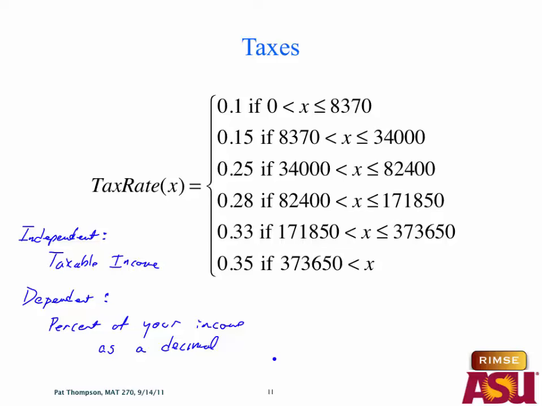Tony: For each bracket you have, so the first one, 0 to 837, for every dollar you increase in your income within that bracket, you increase your taxes by 10 cents. Next bracket, you increase your taxes by 15 cents for every dollar increase. Okay, so for every dollar increase, your tax goes up 15 cents in the second bracket, depending on where your bracket is. So these are rates of change.